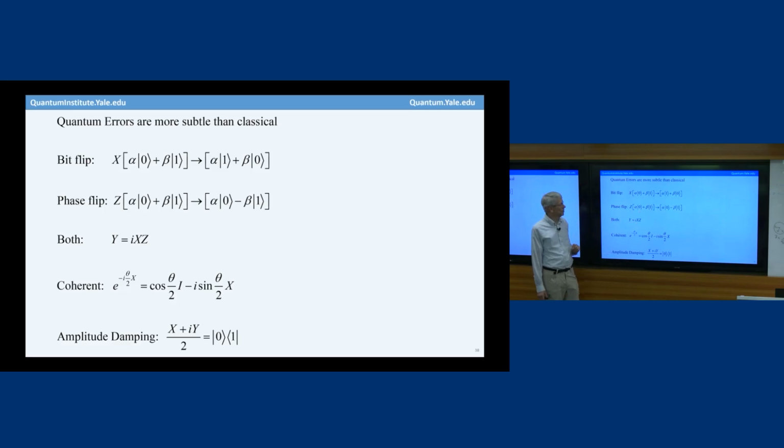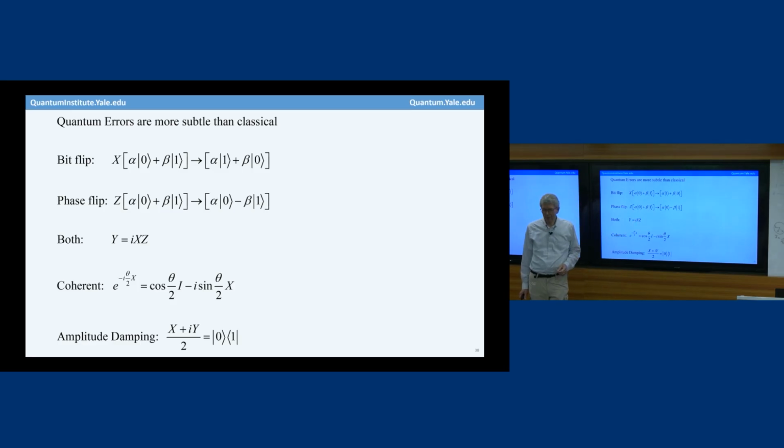The bit is in a superposition state, but the bit flip works on every element of the superposition if there's that one bit. If you have a phase flip, alpha is still multiplying 0 and beta is still multiplying 1, except the sign of beta flips. Okay? You could have both. Well, that's a Y error, because the Pauli Y matrix is i times XZ. So that's a global factor of the complex number i, but it doesn't affect anything typically.